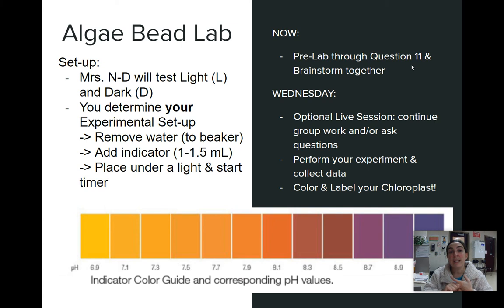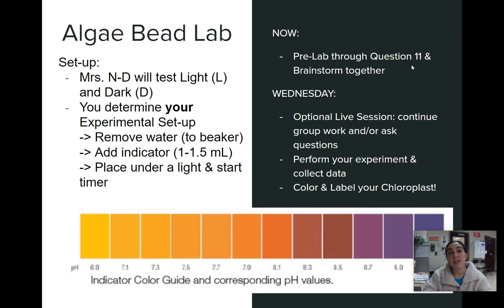And also in the packet that we worked on earlier in this unit, you may have noticed on the page with the mitochondria, there's also a diagram of a chloroplast. The other thing I would like you to do before Thursday's class is to label the parts of your chloroplast, color them if you choose, and make sure you're familiar with that vocabulary before Thursday.